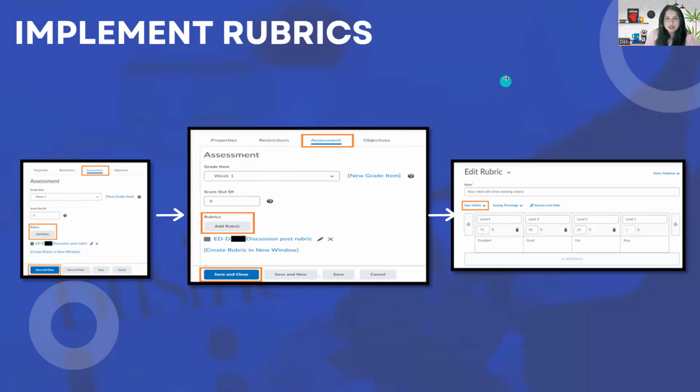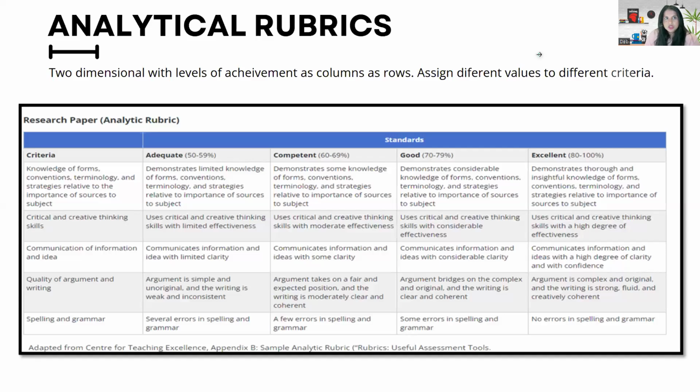Currently, there are 2 options, holistic and analytical. This is what an analytical rubric looks like. It is a 2-dimensional rubric, essentially, with levels of achievement, and you can assign different values to different criteria. On the diagram here, you can see there are about 5 categories, and each of them has 4 levels, sorry, and each of them has a percentage attached to it.